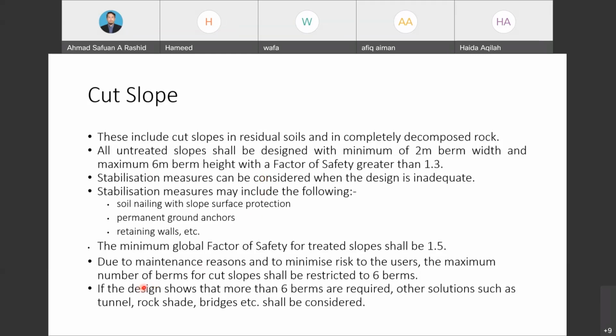However, due to maintenance reasons and to minimize risk to users, the maximum number of berms for a cut slope should be restricted to only 6 berms. So 6 times 6 is 36 meter height of slope for a cut slope. If the design shows that more than 6 berms are required, other solutions such as tunnel, rock shed, or bridge should be considered. In that case, we need to use another solution. So that is for the cut slope.